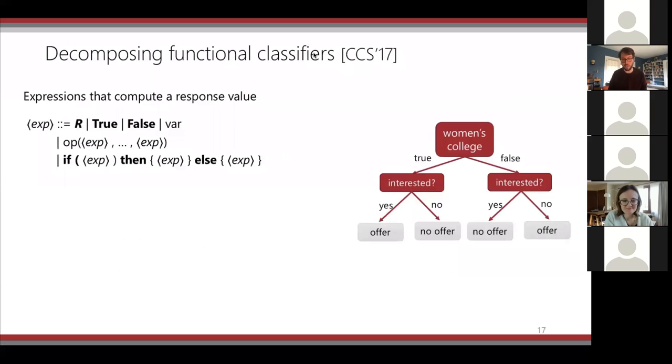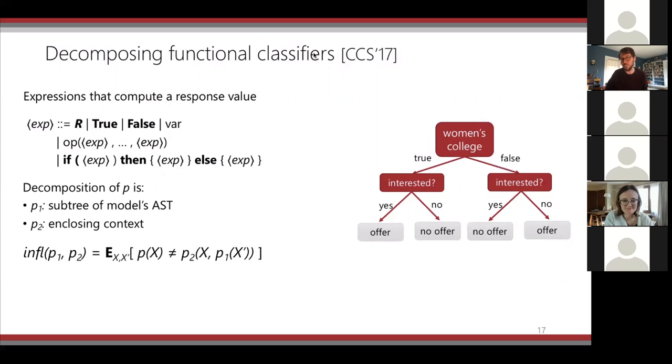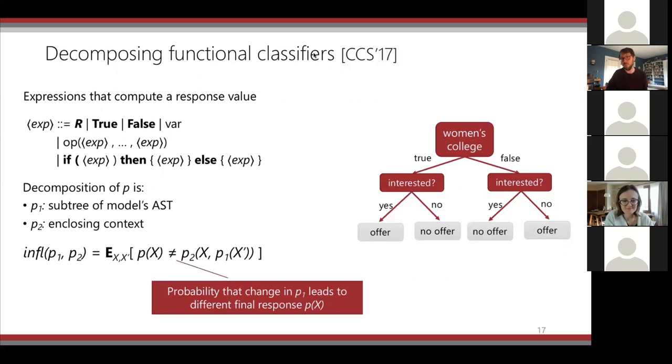One of the things that we can do is with functional classifiers that can be expressed over some grammar of operations and conditionals, things like random forests, decision trees, rule lists. We can think of a decomposition, again purely syntactically, as a subtree of the model's AST and its enclosing context. The notion of influence that we use there is basically the probability that the intervened model produces a different classification than the original model on pairs of inputs, x and x prime, sampled from the targeted distribution.